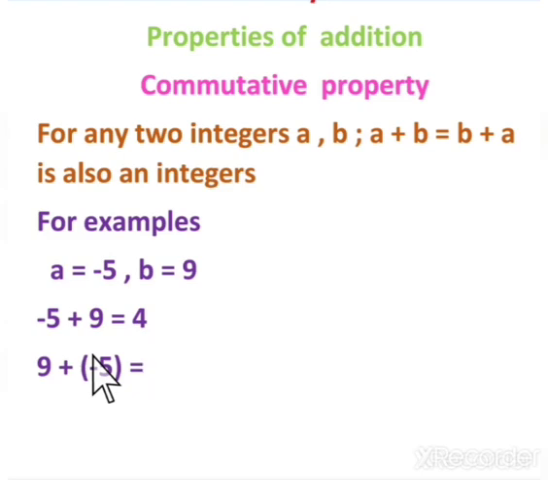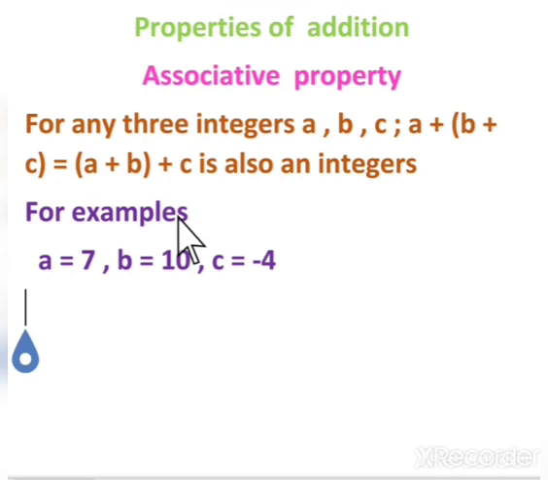Nine, and plus into minus will become minus, isn't it? Minus, and the other number is 5. If we subtract these numbers, the answer will be 4 and the greater number is 9. So the sign of 9 is positive, so the answer should also be positive. Commutative property means we add any two numbers, and if we add in any order, then the answer will be the same. And it is also an integer. Left hand side will be equal to right hand side.